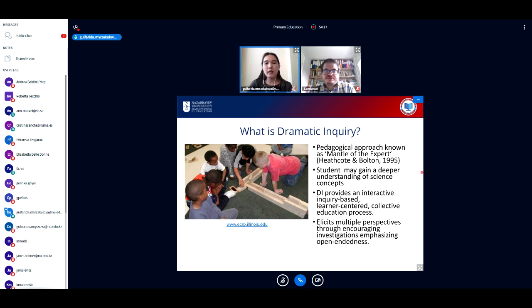And this is the dramatic inquiry approach. Dramatic inquiry approach is also known as the mantle of the expert. The originator is Dorothy Heathcote. According to this approach, students are given the mantle of experts. They feel themselves as experts, professional engineers, professional scientists in the classroom.